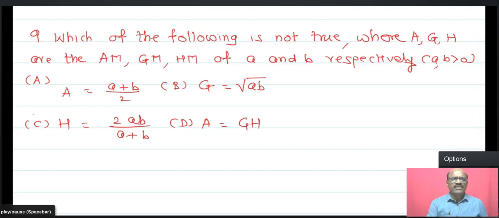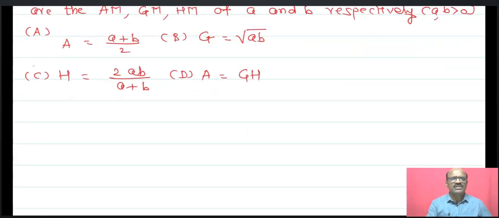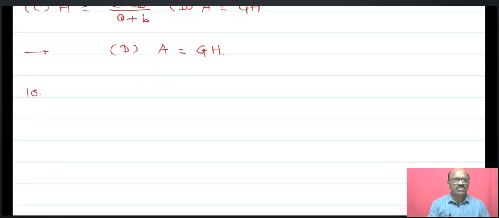Now the value of A, that is arithmetic mean, is A plus B upon 2. Geometric mean, that is G, is equal to root of AB. H is equal to 2 times AB upon A plus B, and A is equal to G into H. Now A is equal to G into H is not possible here. Therefore, the last option is wrong.